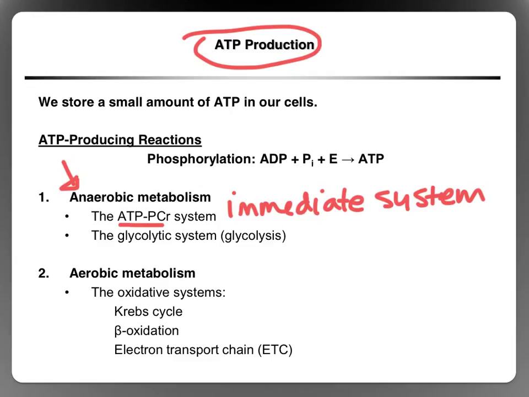seconds. So as the ATP PCR system is less able to replace ATP, we need to get ATP from another system. And so the next system that kicks in as the primary system is called glycolysis, which is another one of the anaerobic systems.